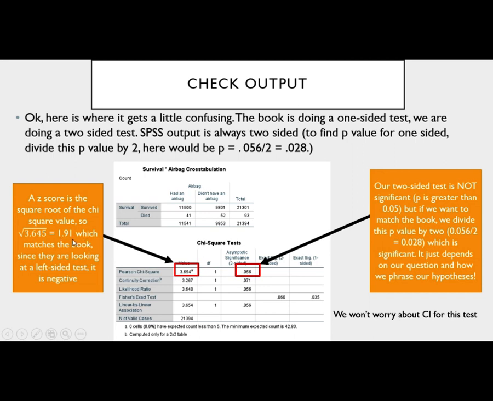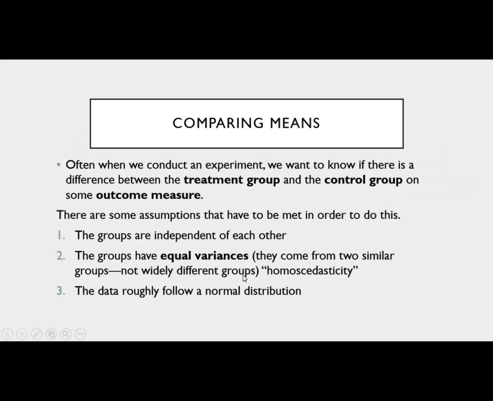They had negative 1.91 because they were looking at a left-sided test, and the way they calculated it and the way they phrase it, it gives you either a negative or a positive, but it doesn't really matter. Right now, what we're going to say is for a two-sided test, it's not significant, but had it been a one-sided test, it would be significant, and we're not going to worry about confidence intervals for this test. And that's basically all I'm going to do with the proportions. I just wanted to see how that worked.